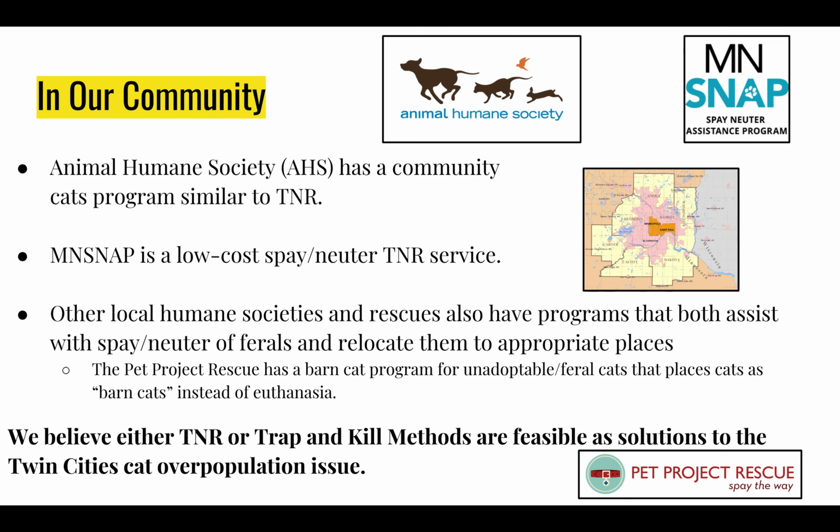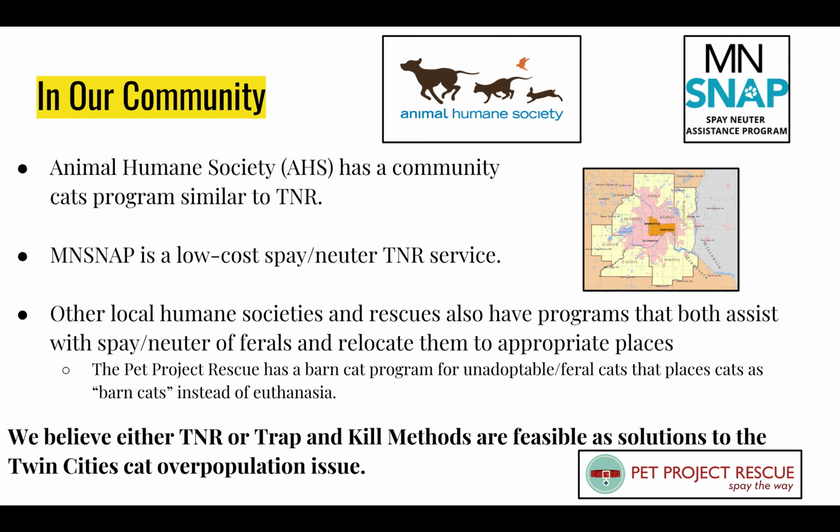Locally, the Animal Humane Society has a type of trap, neuter, and release program, while the Minnesota Spay, Neuter, and Assistance Program provides low-cost operations to shelters, rescues, or other programs participating in TNR. There are also a lot of other unique organizations around the Twin Cities attempting to minimize the feral cat population. The one that we chose to highlight is the Pet Project Rescue, which has a barn cat program that takes unadoptable or feral cats and then puts these cats on farms as barn cats instead of euthanizing them.